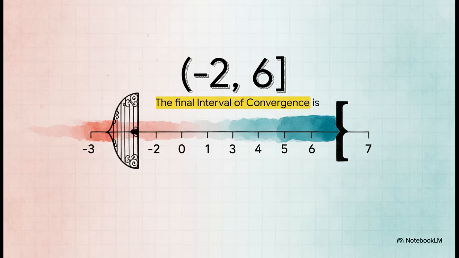So, putting it all together for our final answer. Because -2 diverged, we use a soft parenthesis there. But because 6 converged, we use a hard square bracket. So the complete final answer for the interval of convergence is (-2, 6].